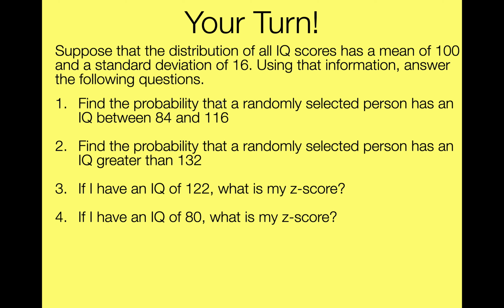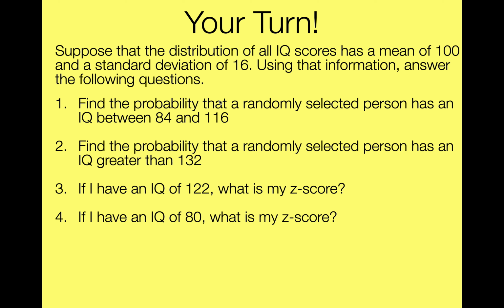Suppose that the distribution of all IQ scores, meaning the data of all IQ scores, if I took every single person, found their IQ score, and had all of them together, I'm going to call that a distribution, has a mean of 100 and a standard deviation of 16. Using that information, answer the following questions. I'm going to ask you to find probabilities. I may not have used that word before, but a probability is really just a proportion or a percent that we were talking about before.